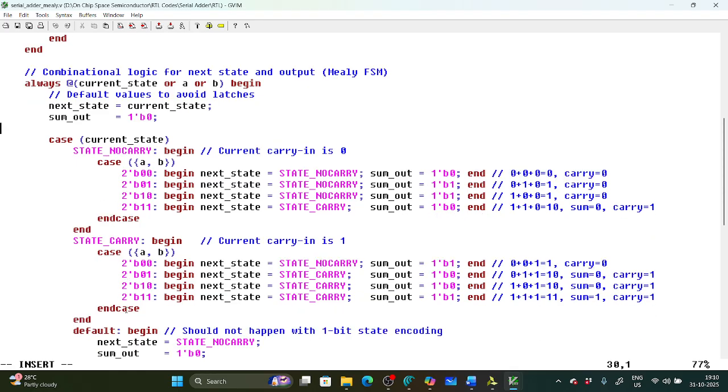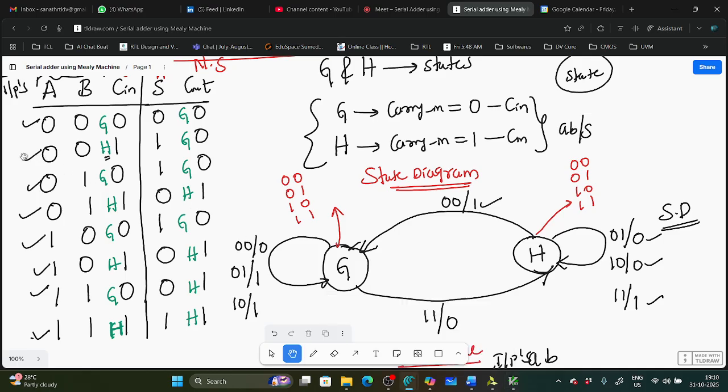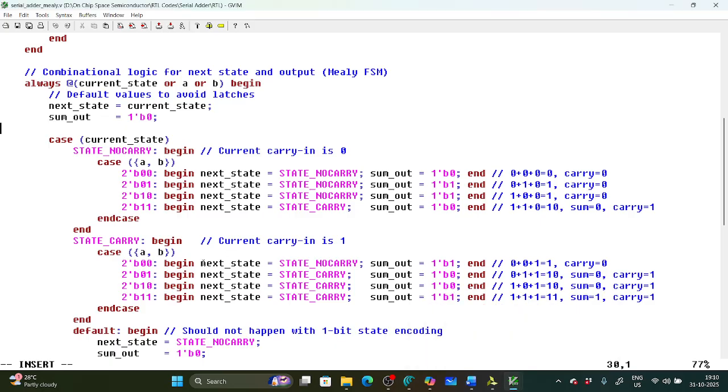Okay, case concatenation operator A comma B. If it is 0, okay, 0 plus 0 plus 1, that is equal to what? 1, carry 0. So which state am I checking? That is 0, 0, 1. If it is H, it is coming to what? State carry. Okay, it is coming to G. If it is H, it is coming to G. So that means next state equal to what? State no carry. State no carry means G. State carry is nothing but H. And sum out equal to what? 1'b1. By seeing this diagram, you need to analyze.